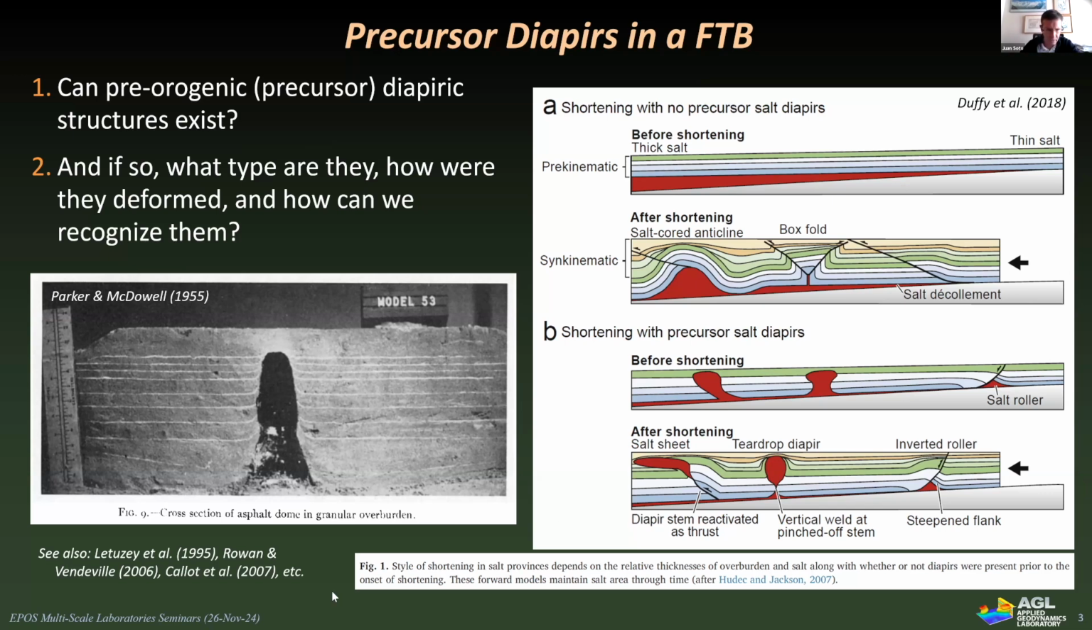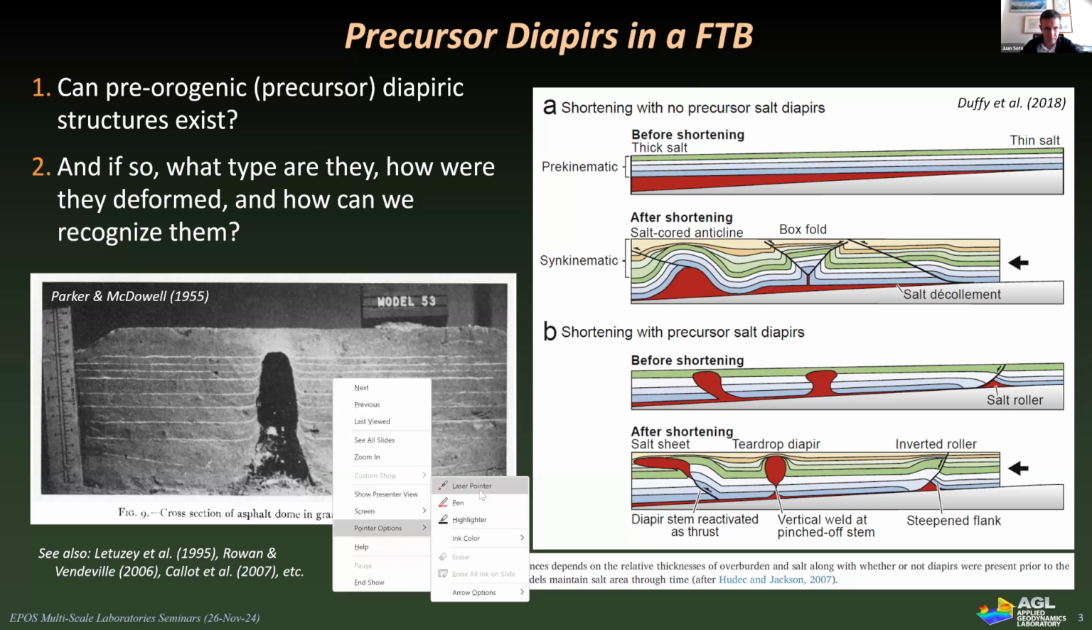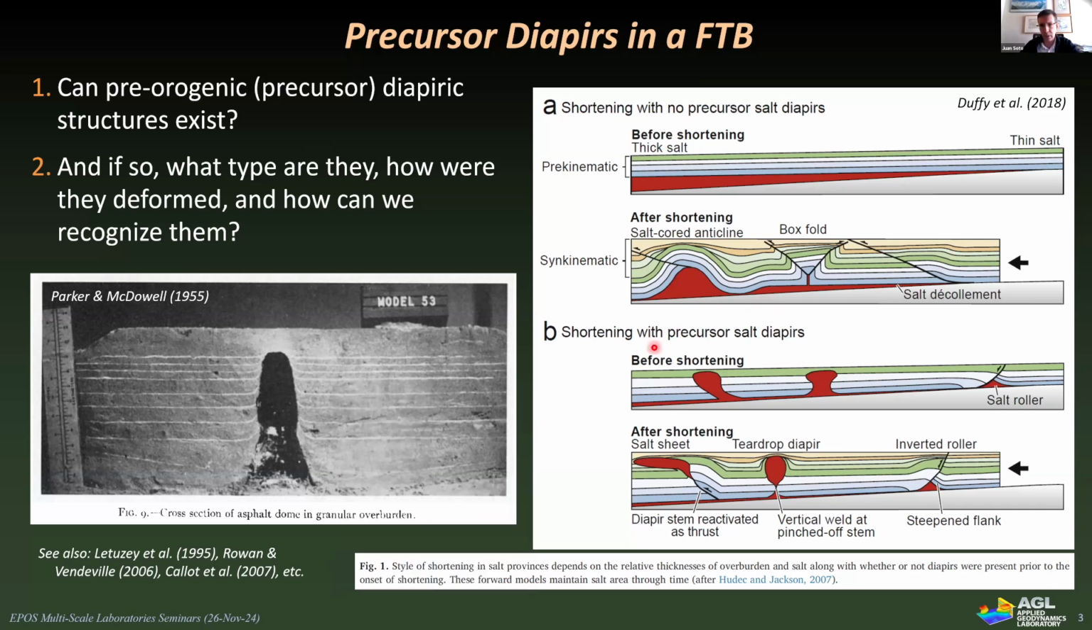I'm going to use the pointer. It is very well known that when we have previous salt diapirs, they are controlling the final geometries in a fold and thrust belt. The occurrence of salt diapirs in basins has been very well established since the 40s or even the 30s. This is an example from a salt diapir experiment in the 50s for the Gulf of Mexico. And this topic has been studied by many other people.